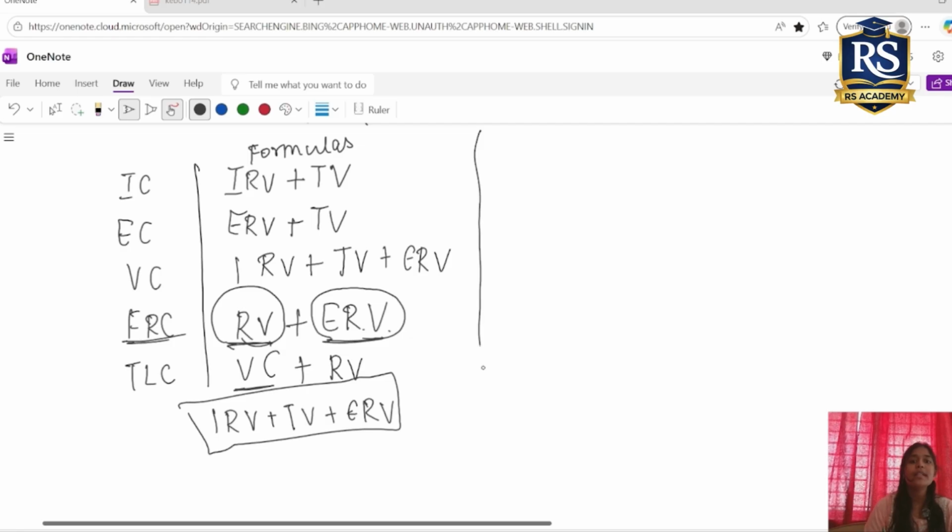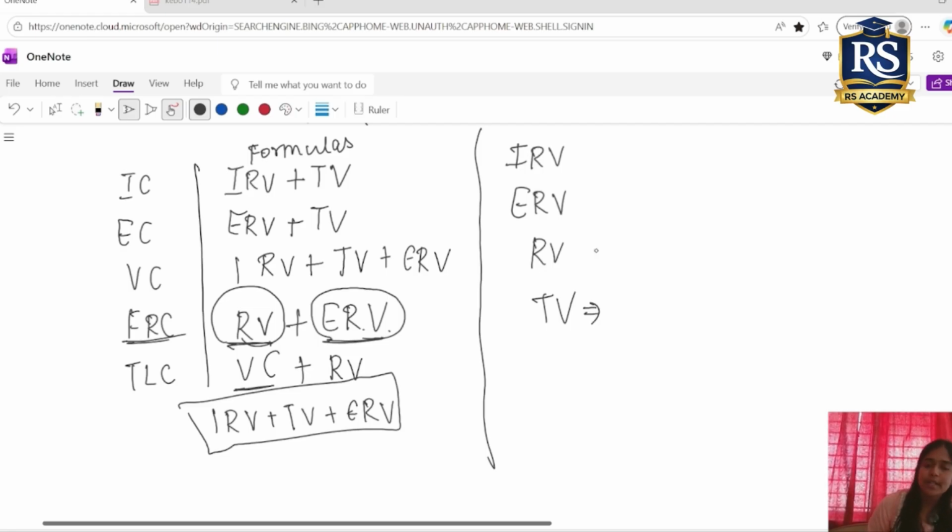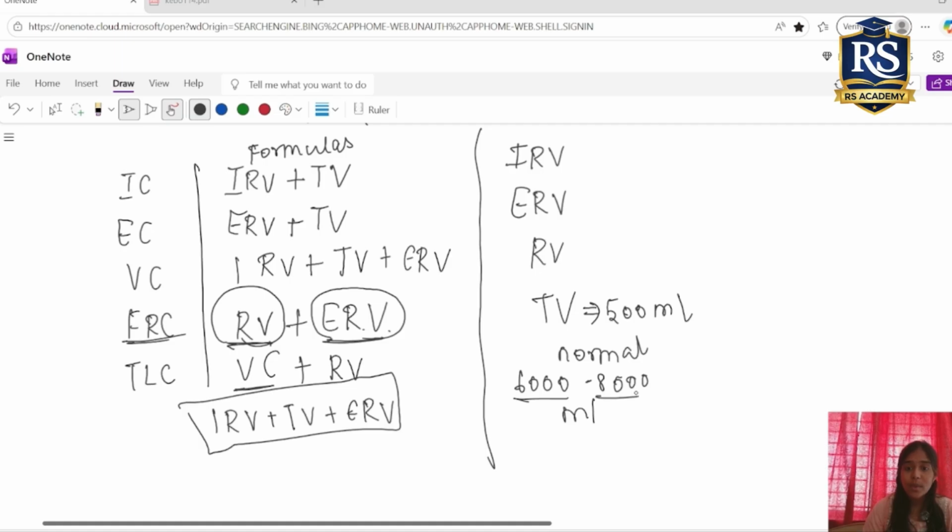And let us recall the values of each volume that we have read above. What are the volumes that we have read? Inspiratory reserve volume, expiratory reserve volume, residual volume and tidal volume. Now let us see the value of tidal volume. That is what we have read first, right? So in one breath, a normal person will inhale or exhale 500 ml of air in normal breathing, right? So per minute, he will be utilizing air of volume 6000 to 8000 ml.